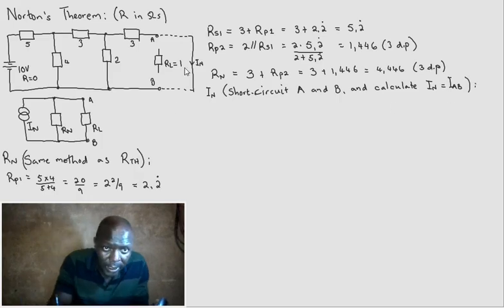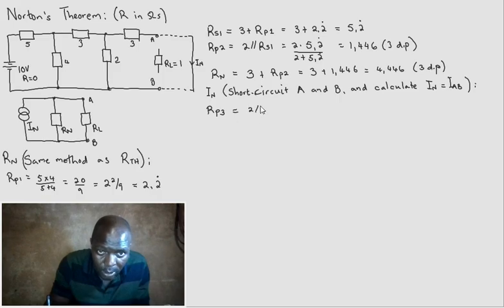So when you short circuit there, 3 and 2 become parallel. So we call that R parallel 3. That will be equal to 2 parallel to 3. You shorted here, so this and that are now parallel. So this will be equal to 6, 2 and 3, 6 divided by 5, 2 plus 3, which is equal to 6 over 5. That will be 1.2.